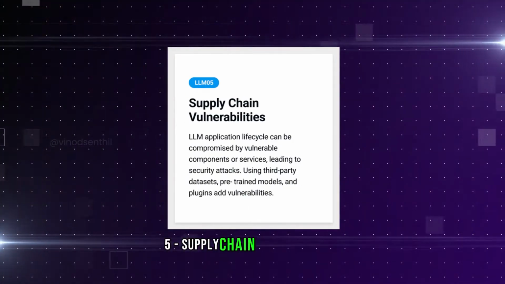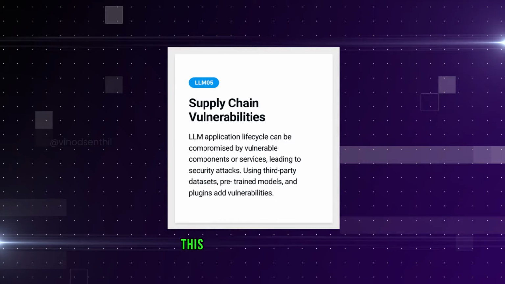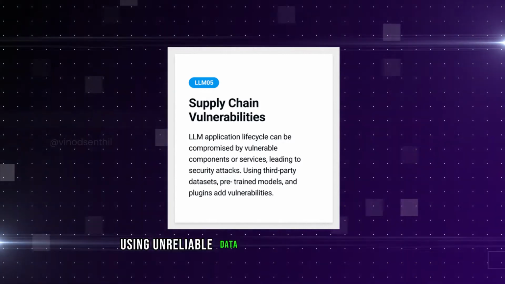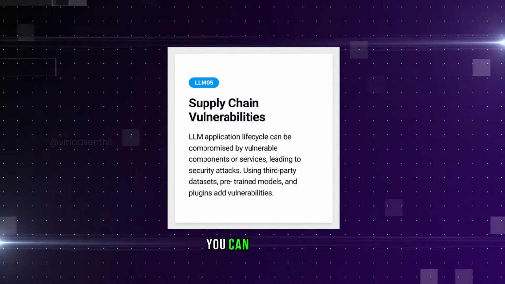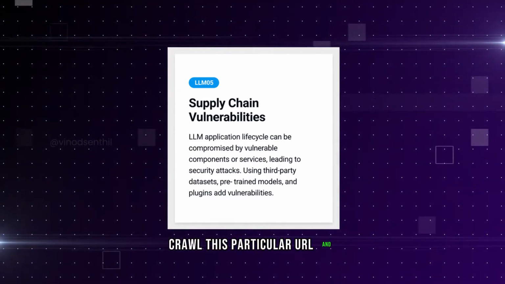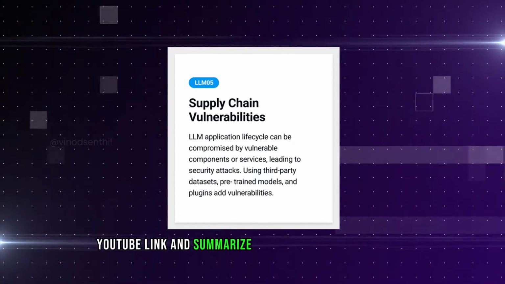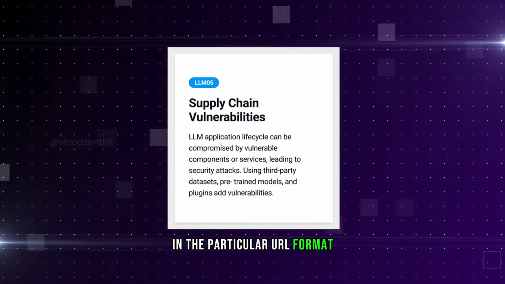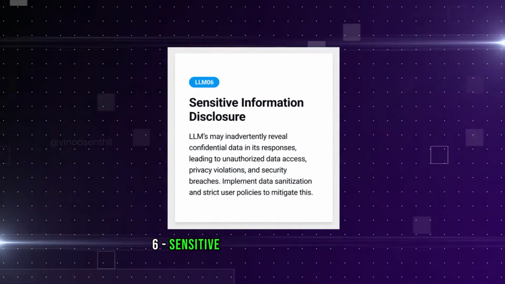5. Supply chain vulnerabilities. Problems in how AI was made or set up, leading to weak spots. This is majorly leading to configuration related vulnerabilities on AI, using unreliable data sources that compromise AI's decision making. For example, have you ever seen, you can even say, crawl this particular URL and summarize me the whole data, or crawl this particular YouTube link and summarize me the whole video in short, right? Which means that the input is given in the particular URL format. What if that particular data that is given on the URL is already flawed and poisoned or a wrong data, right?